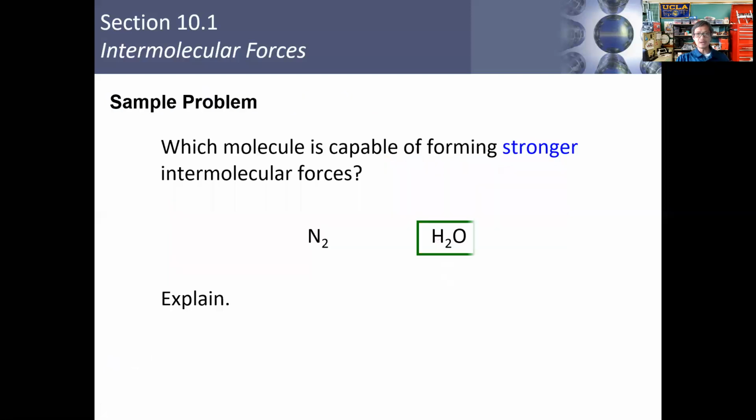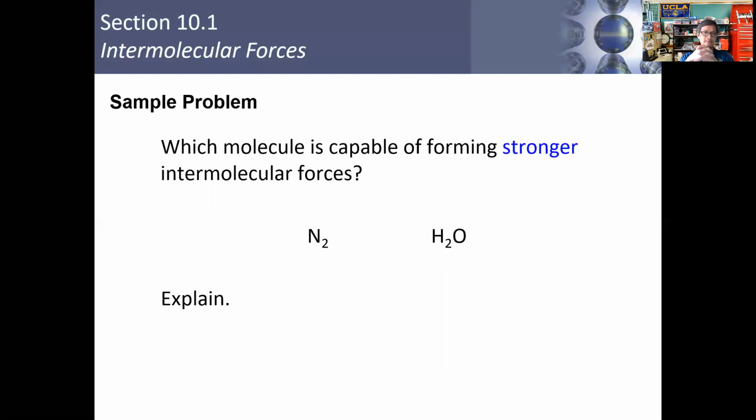So if you come across a problem like this, folks, and they ask you about this, how would you answer it? Which one is going to have the stronger intermolecular forces? Well, first of all, dipole interactions and hydrogen bonds tend to be stronger than London dispersion forces. But there's a huge caveat to that.